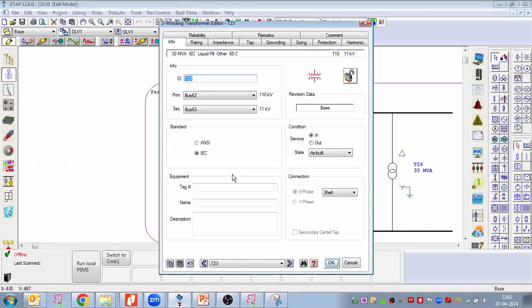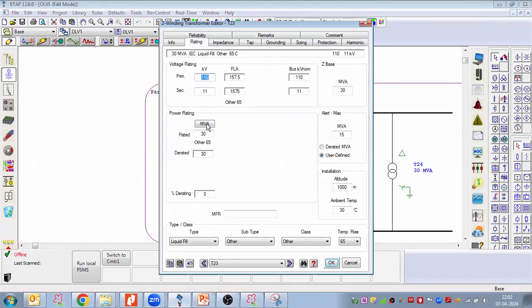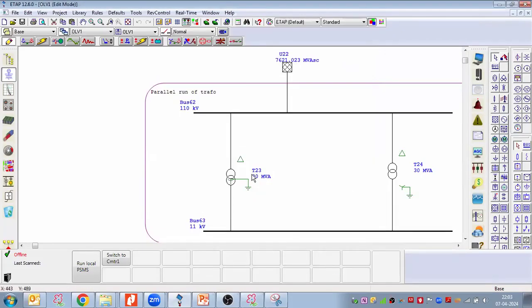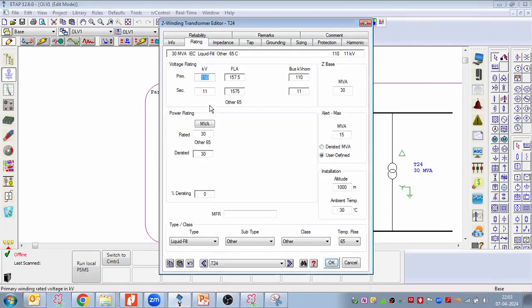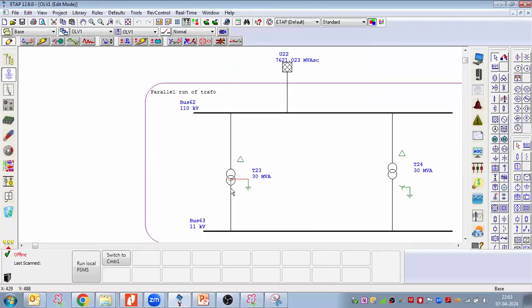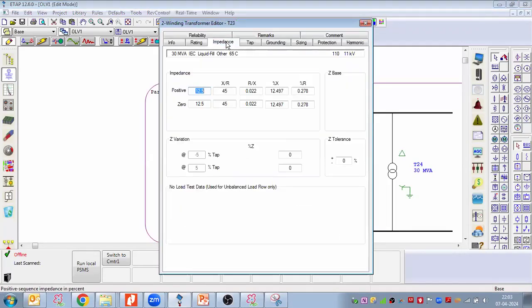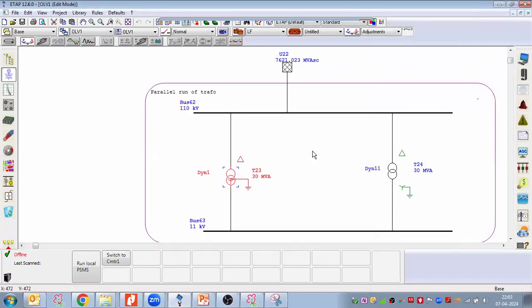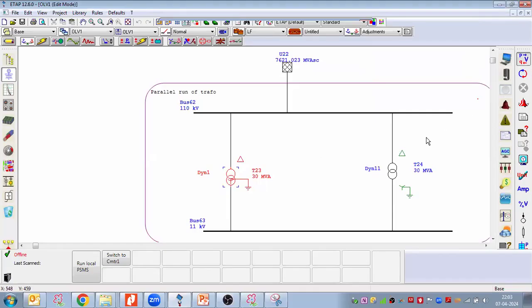So here we have one transformer. This rating is 110 by 11 kV, and suppose it is 30 MVA. The impedance and everything are the same, delta-star, 110 by 11 kV, going to the grounding, and then delta-star solid. And here if we check, this is grounding, delta-star solid. And now if we run the load flow, let us see if both have identical vector configurations.